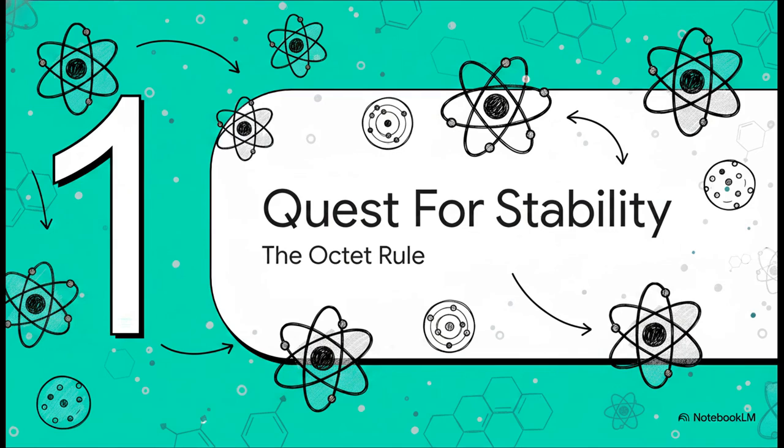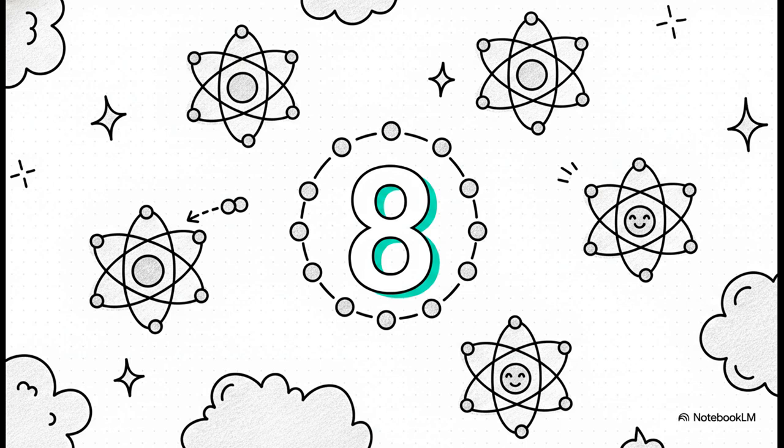So, let's start with Section 1, the quest for stability. Notice the magic number here, 8. You see, in the atomic world, stability has a very specific definition. Most atoms are on this relentless quest to get exactly 8 electrons in their outer, or valence, shell. It's known as the octet rule. Once they hit that lucky number 8, they achieve perfect, happy stability. And they will absolutely negotiate with any other atoms they can find just to get there.